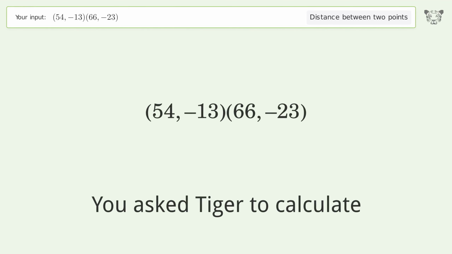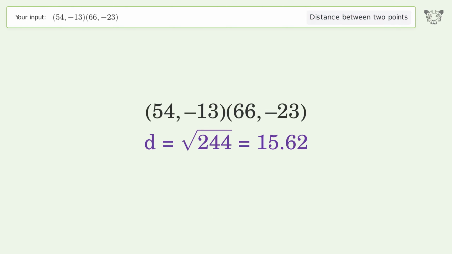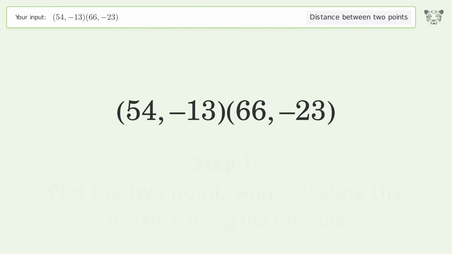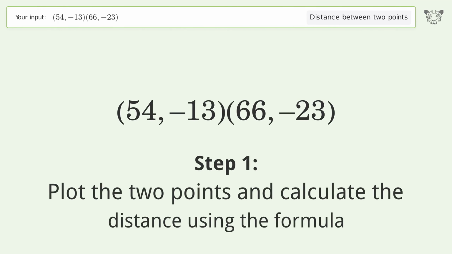You ask Tiger to calculate the distance between 2 points. The distance between the 2 points is the square root of 244, or 15.62. Let's solve it step by step. Plot the 2 points and calculate the distance using the formula.